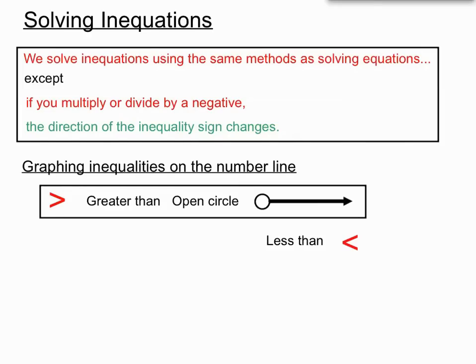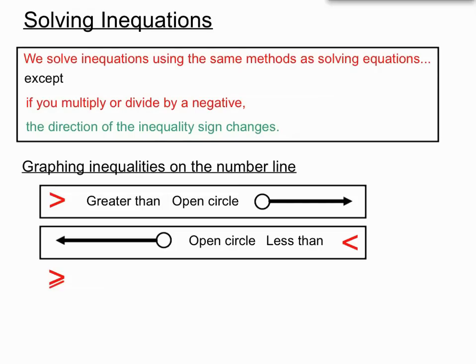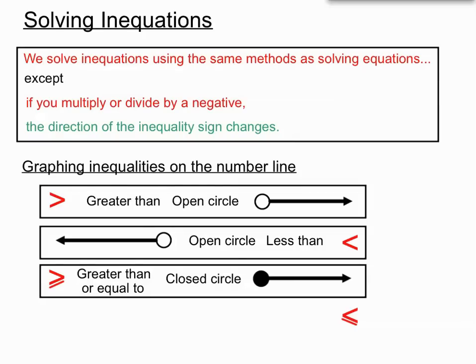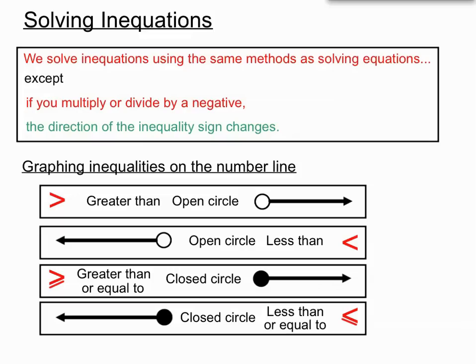This is a less than sign. It's represented by an open circle heading off to the left. This is a greater than or equal to sign. We represent this one by a closed circle heading off to the right. And our final sign here is our less than or equal to sign. We represent that also by a closed circle, but this time it heads off to the left.